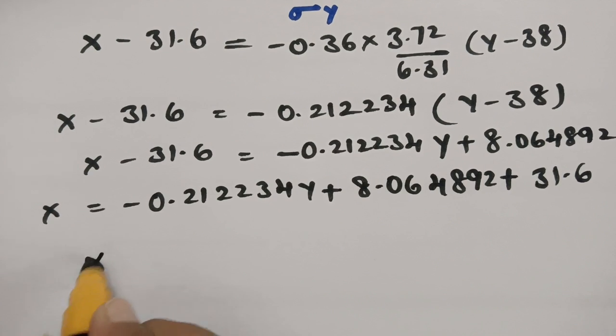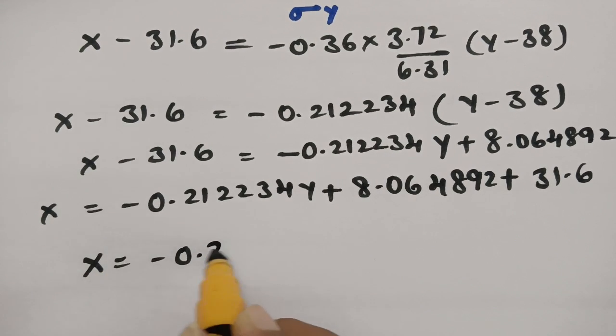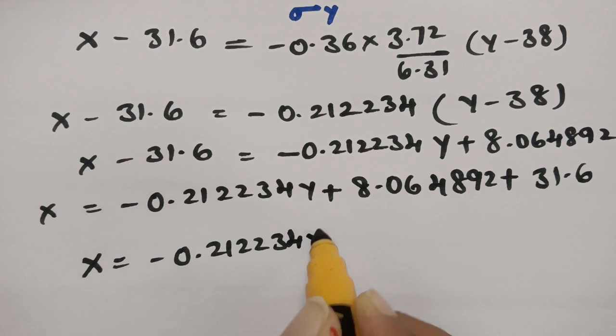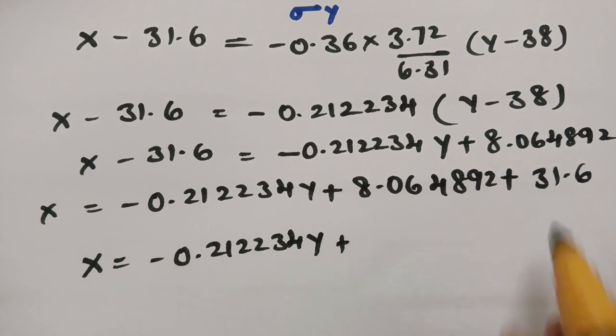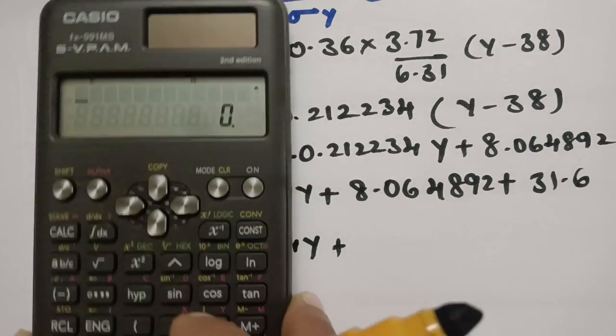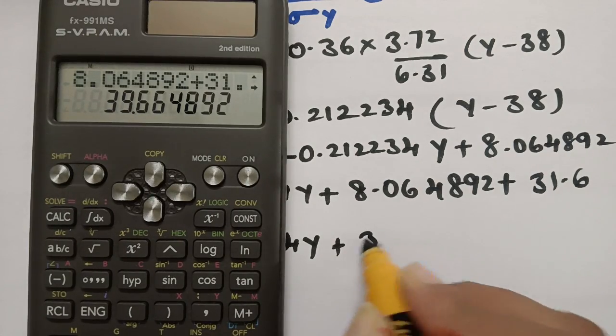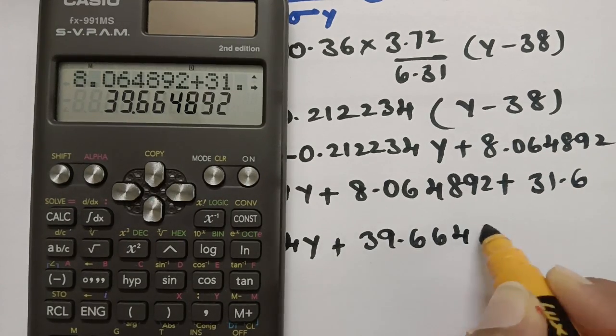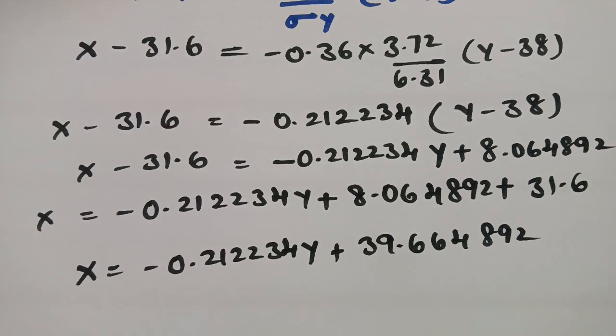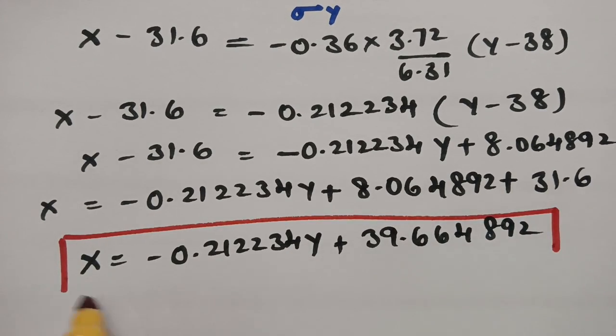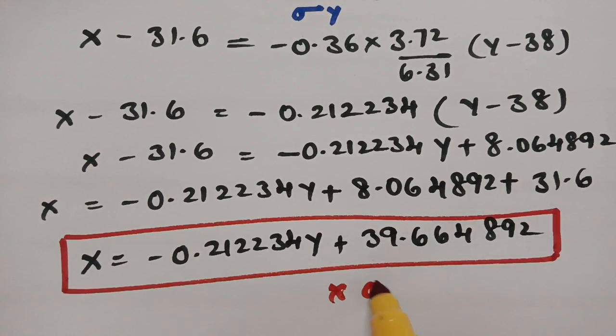So here x is equal to minus 0.212234 into y, and if I add these values, 8.064892 plus 31.6, the value is 39.664892. So this is one of the regression lines, that is, x on y.